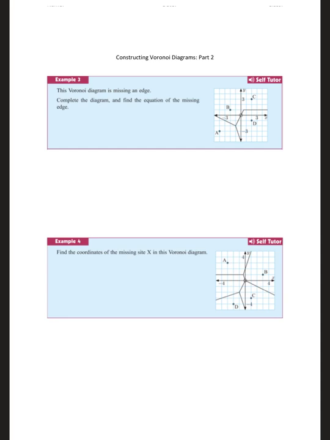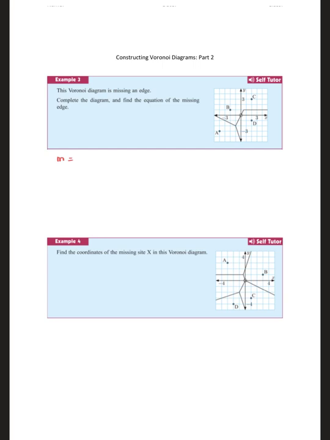Well, if you look at example 3, you notice one thing right away, and that is that there is no edge separating sites B and C. So they're not part of their own cell. So that tells me right away that I need to find the perpendicular bisector of BC. Okay, so how do I find the perpendicular bisector of BC? Well, we've done all of this before. We're going to go ahead and find the gradient of BC, and then we're going to find its opposite reciprocal. So let's go ahead and do that.